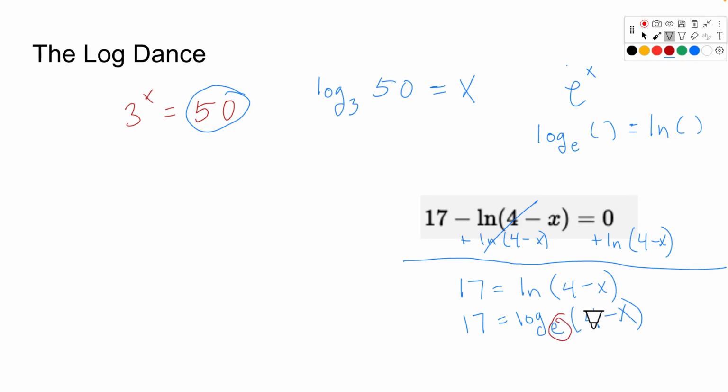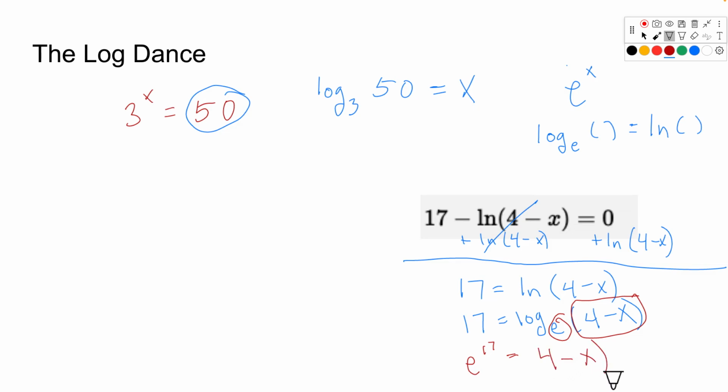Notice there's two things on this side, and so we're going to make it into an exponential. So let's put the 17 that's by itself right now, which is going to get mixed with one of these two. And with a logarithm, the base becomes the base of an exponential. The answer is the exponent. And then what do we have left? 4 minus x.